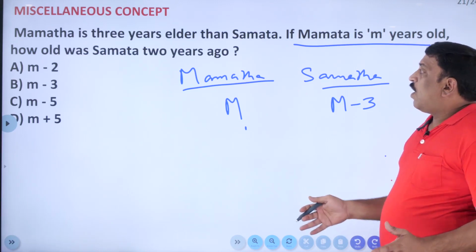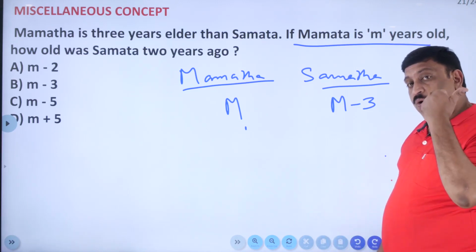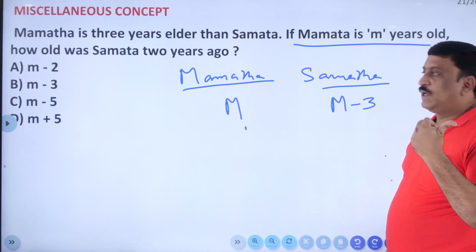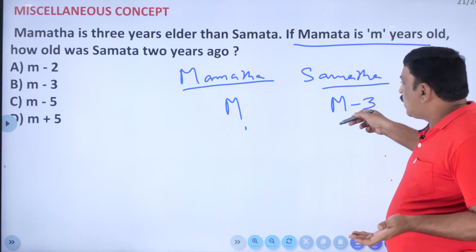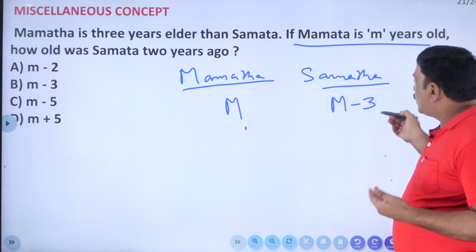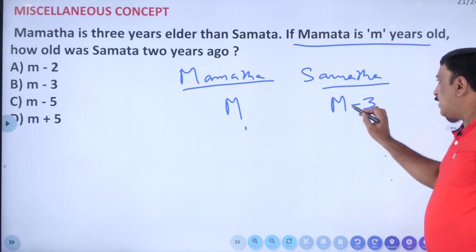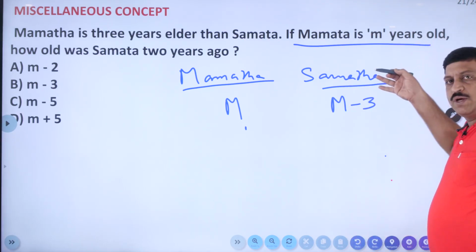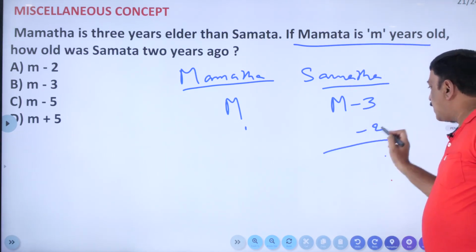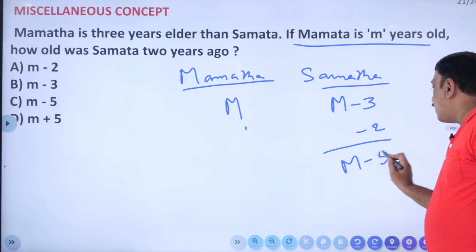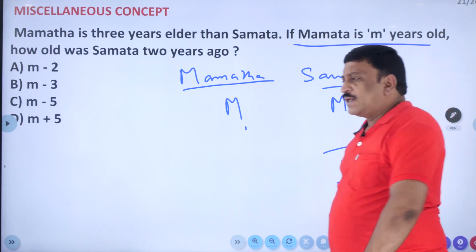How old was Samata 2 years ago? That means if Samata is expressed in terms of Mamata, that is M minus 3. So 2 years back means, again, this is the present, so you have to go 2 years back, subtract 2. So totally M minus 3 minus 2 is M minus 5. That's all. That's simple.